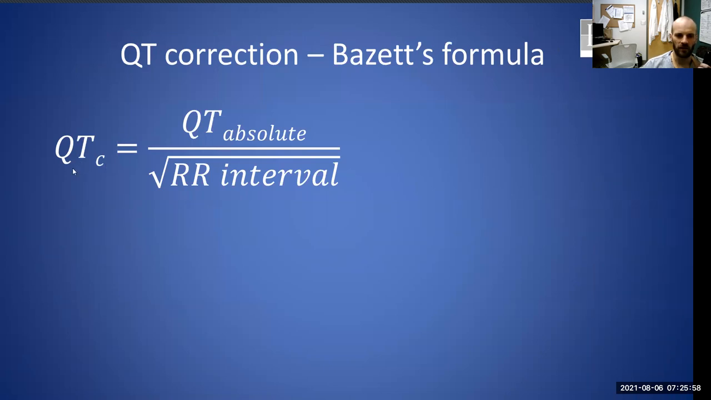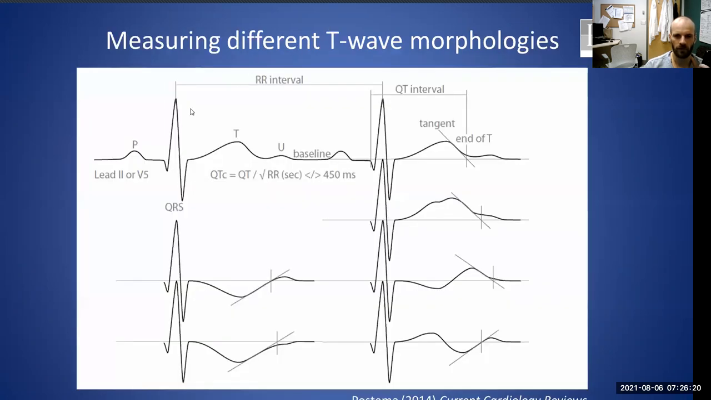There are lots of ways that you can correct for it. Again, for better or worse, the most commonly used correction at present is what's called Bazett's formula. It's pretty simple. You measure the absolute QT interval, and then you measure the RR interval. The RR interval is the time between two QRS complexes, so it's a measure that you can get.